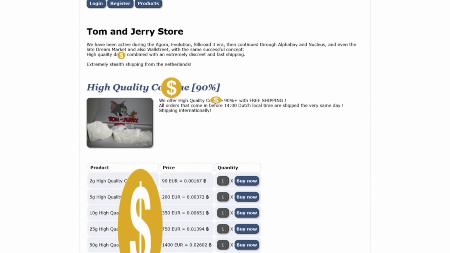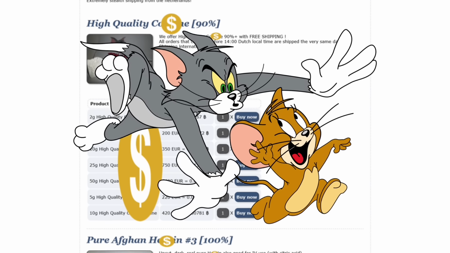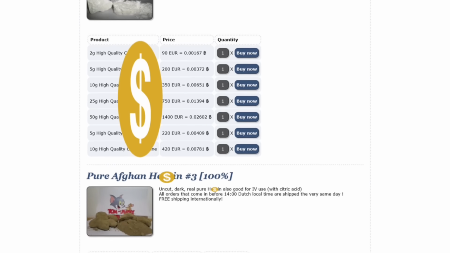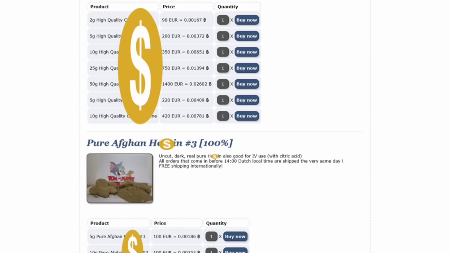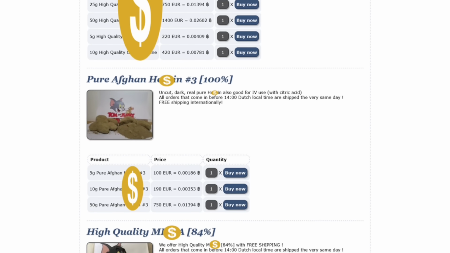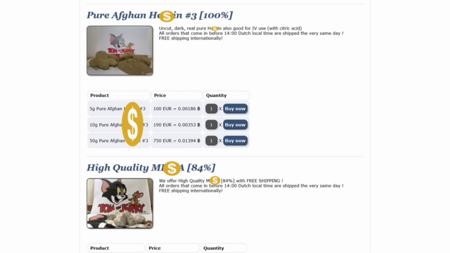I found a site that sells all kinds of drugs called the Tom and Jerry store that uses the Tom and Jerry characters as a mascot for some reason. This site's been up for a while and even promises same-day shipping, which is kinda crazy. They got some Amazon Prime out here. You obviously purchase these items with Bitcoin, and I've seen the prices to be pretty cheap.